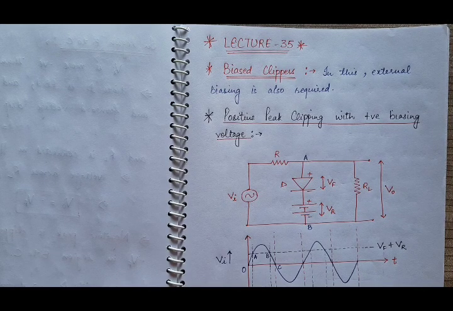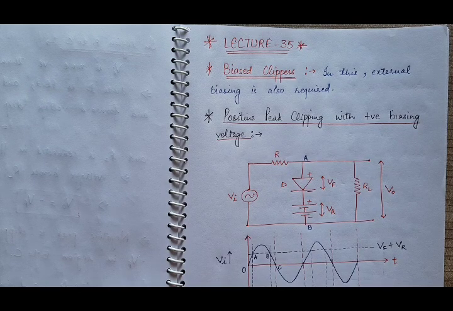First we will study positive peak clipping with positive biasing voltage. As I have already told you, external biasing is required in the case of a biased clipper, and the biasing voltage can be negative as well as positive. So we will discuss positive peak clipping with positive biasing and then with negative biasing. First, positive peak clipping with positive biasing voltage.